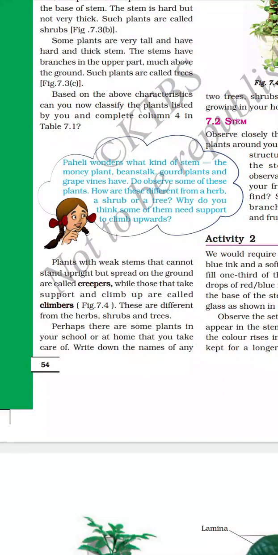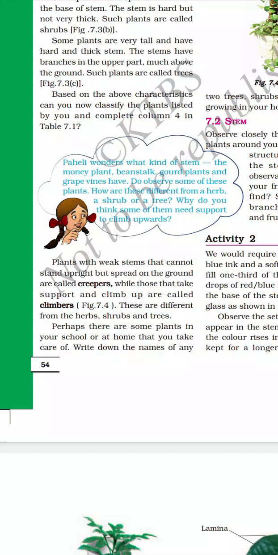Plants with weak stems that cannot stand upright but spread on the ground are called creepers. While those that take support and climb up are called climbers. So the plants with very weak stems that cannot stand, but grow spread on the ground, are called creepers, like pumpkin, and those that take support and climb up are called climbers.